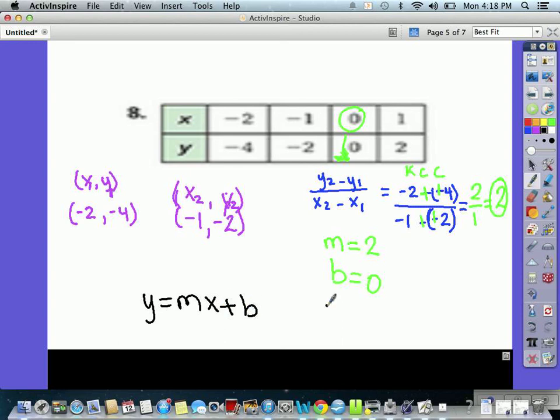We're going to keep our y equals. Now, instead of putting m, we know what m is now, which is 2. We're going to keep your x. And because our b is 0, we don't have to write it down. So our linear function equation is y equals 2x. That's all you have to do.